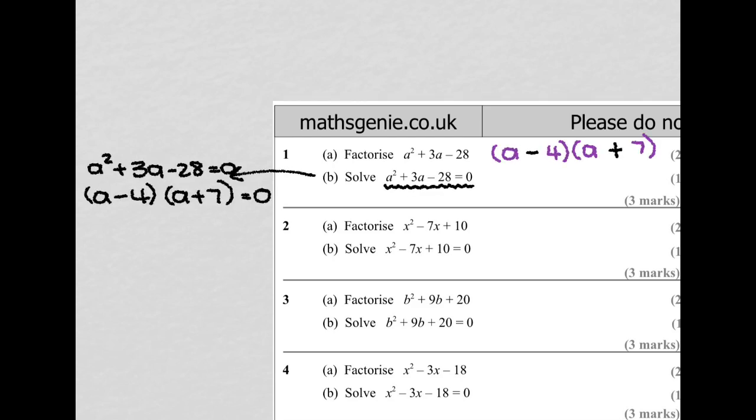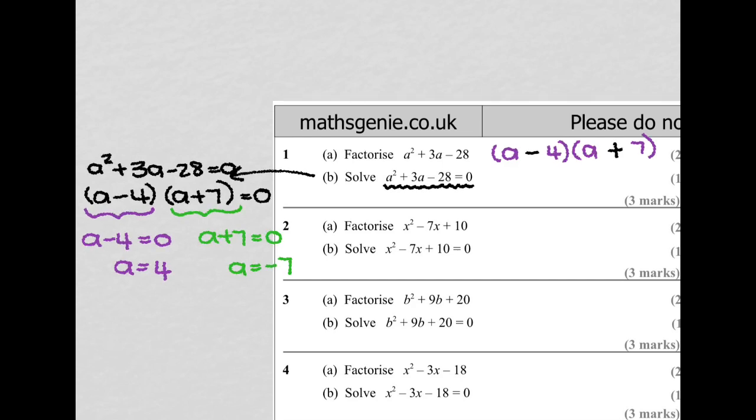So I'm going to take each of these two brackets. I'm going to take that bracket, a minus 4, and make it equal to 0. And I'm going to take the second bracket, a plus 7, and make it equal to 0. Your job now is to get the a on its own. So I can take this negative 4 to the right-hand side by adding it. I'm balancing the equation. So a equals 4. And I can take the 7 to the other side of the equation by balancing it. So I'll subtract, and I get a to be minus 7.